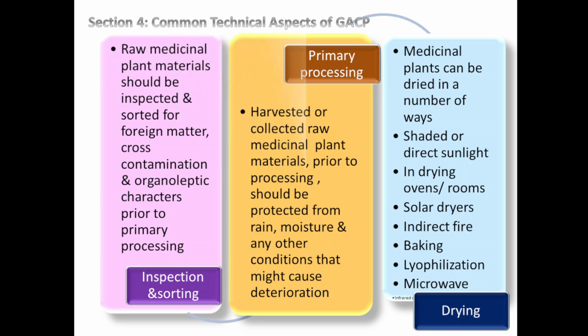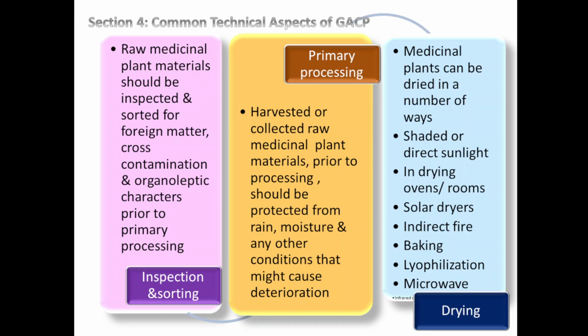Today's topic is section 4 of Guidelines for Good Agriculture and Collection Practices. That section 4 is dealing with common technical aspects of good agriculture and collection practices. In that, the first point is inspection and sorting.